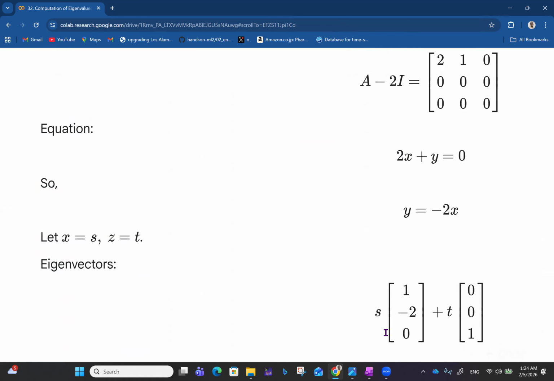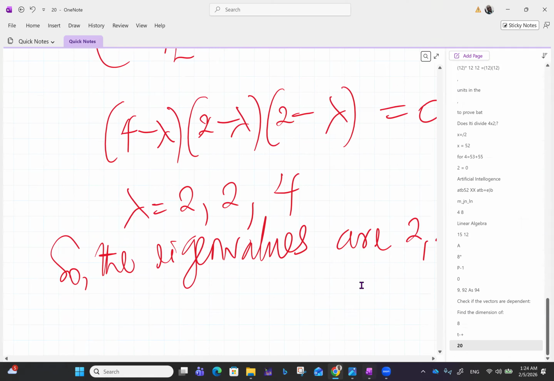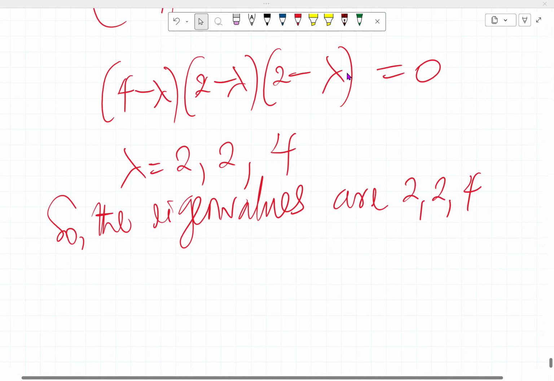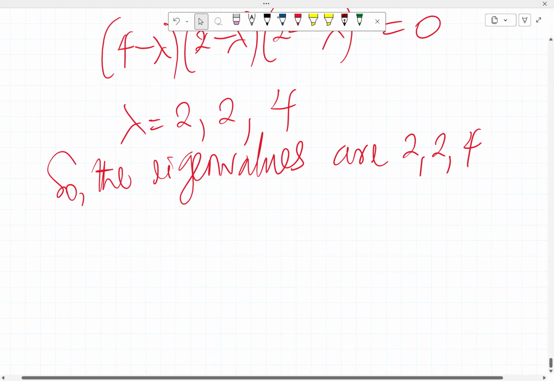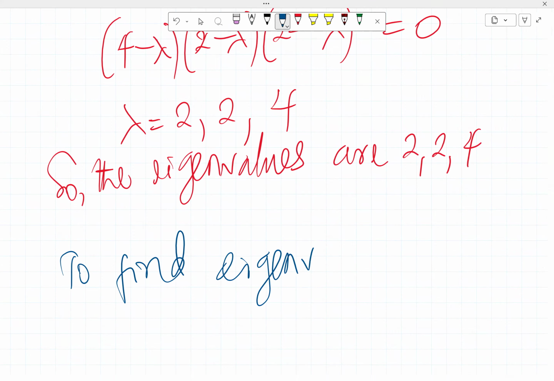So let's go. At the end of the day, we have 1 minus 2, 0 and 0, 0, 1. Let me just go ahead and continue with that, because this is the first time I'm actually getting down to do it for a 4 by 4 matrix, for a 3 by 3 matrix. So to find eigenvectors for lambda equals 2.